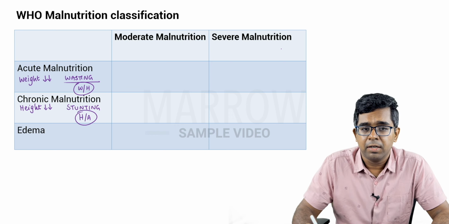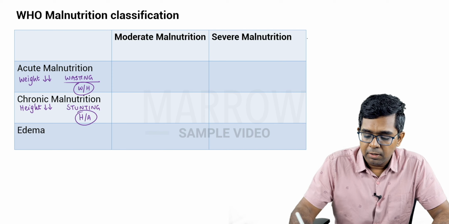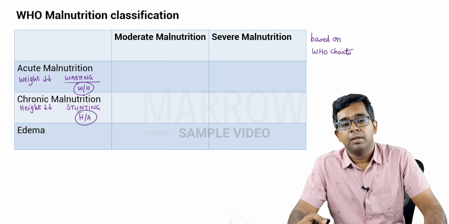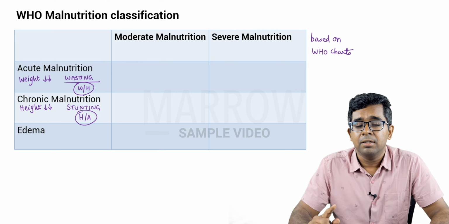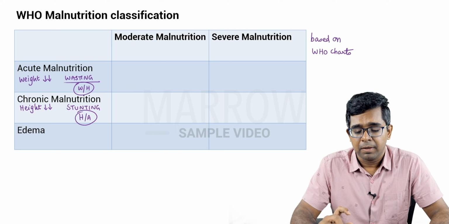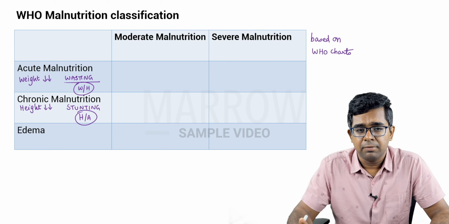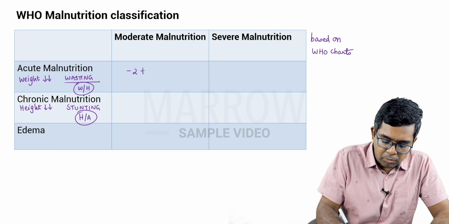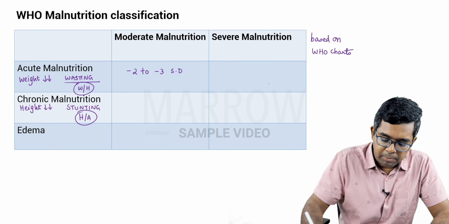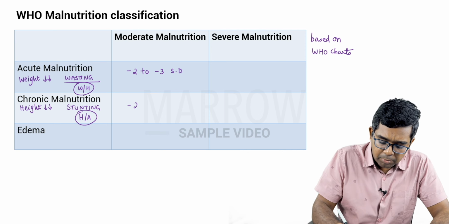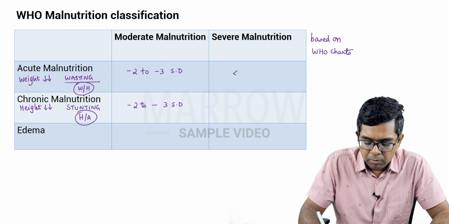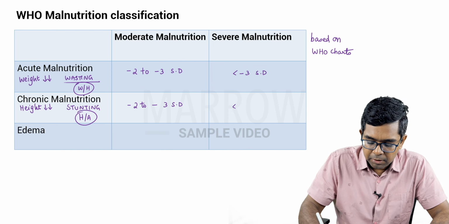Next, you should know what is moderate and severe. Always it is based on the WHO charts. This categorization is based on the WHO chart. We have already seen the WHO chart, right? And I told you the lower cutoff is -2 standard deviation. Now, to make a distinction between moderate and severe, you just remember like this. Whenever the value is between -2 to -3 SD, it is called moderate malnutrition, which will be the same for acute and chronic. Whenever the value is below -3 standard deviation, it's called severe malnutrition. Correct?